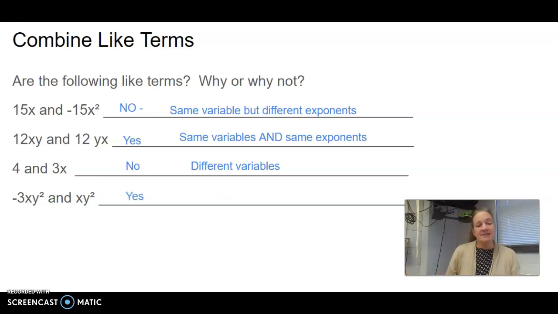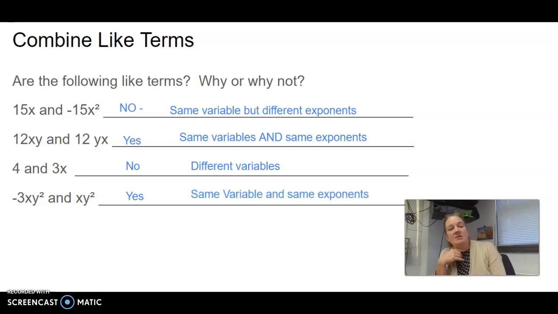The last one is yes. Remember, the coefficient doesn't matter. So I have a negative 3 on the first term, and I have a 1, that ninja number 1, on the second term. That doesn't matter. It's the variables. I have an x and an x. I have a y and a y, so the variables are the same. And then I also have the squared on the y, so my exponents are the same. x to the first, y to the second. x to the first, y to the second. Same variable and same exponent. Okay, so that's how you tell if they're like terms.